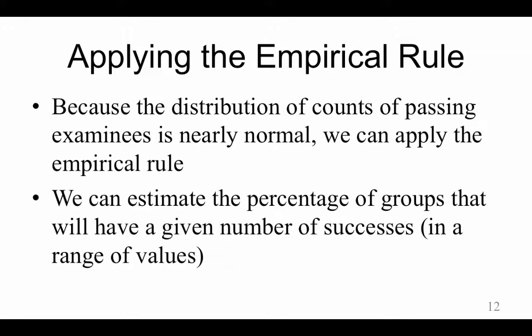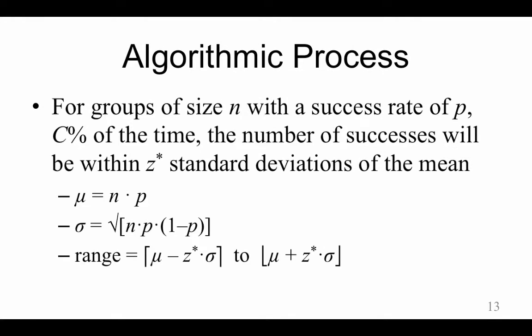Because the distribution of counts of passing examinees is nearly normal, we can apply the empirical rule that we learned about earlier. For example, we can estimate the percentage of groups that will have a given number of successes. The algorithmic process for this is built on the following formulas. For groups of size n with a success rate of p, the percentage of the time will provide us what we call critical value, and that critical value, z star, is simply the number of standard deviations above or below the mean in which we would expect to find that given percent.